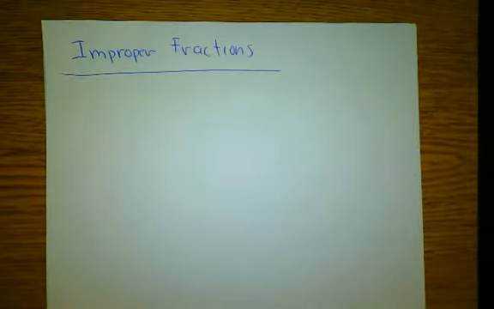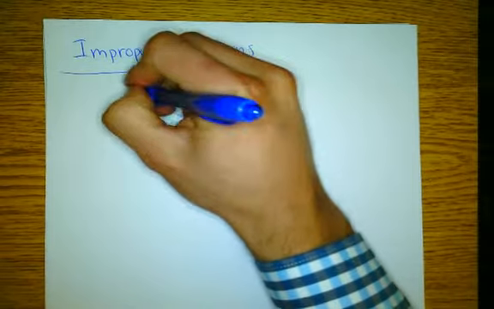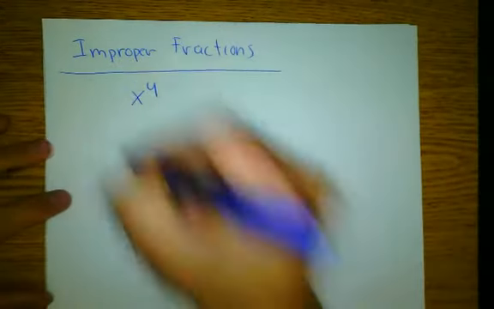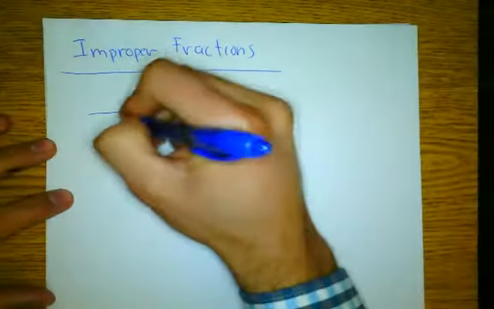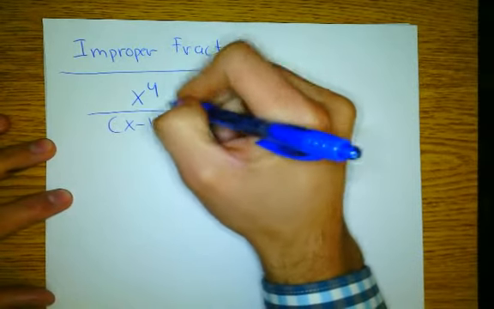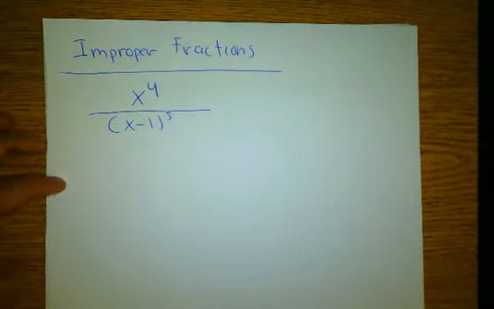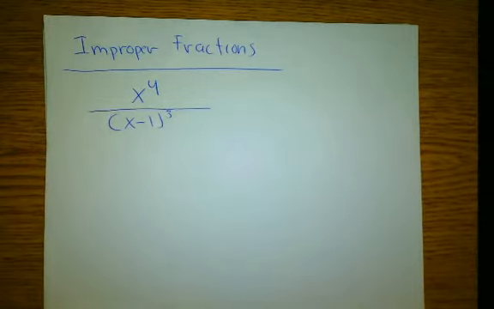x to the fourth power divided by (x minus 1) to the third power. Do we all comprehend why this is improper? This is an x to the fourth over an x to the third. Which means that all the previous problems that we've done, we can't start doing all those steps until we can make this proper.